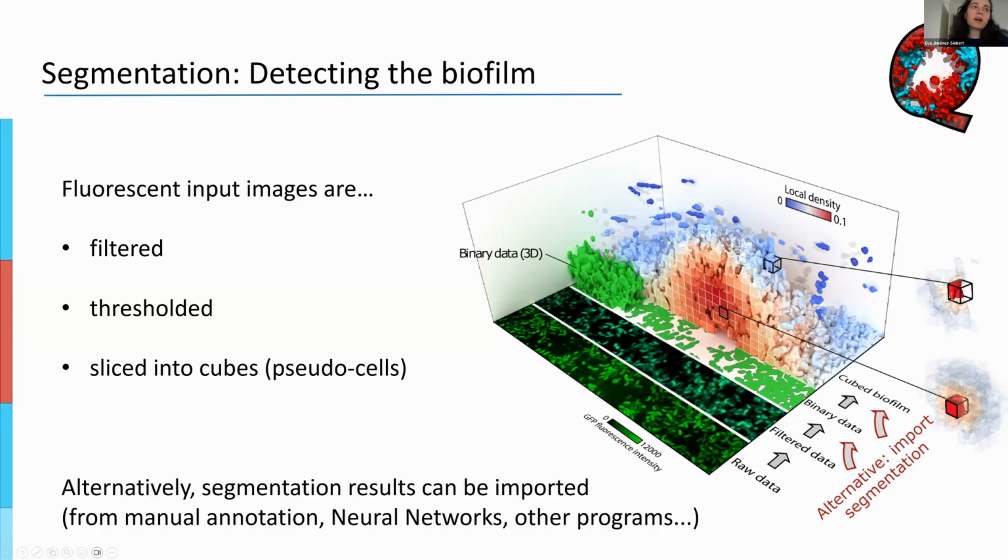And of course, if you have a good segmentation from a third-party software, or you don't want to filter your data, you can always import data in any one of those steps, for example, from neural networks, and then you can work with single cell segmentation data and use all of the other pipelines of BiofilmQ afterwards.